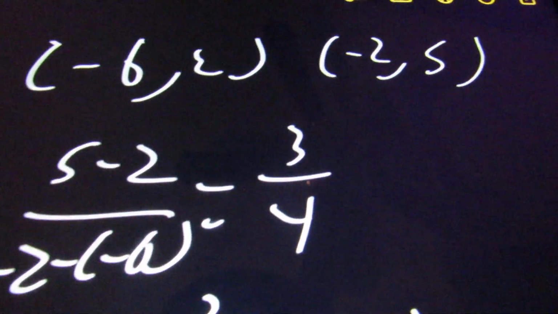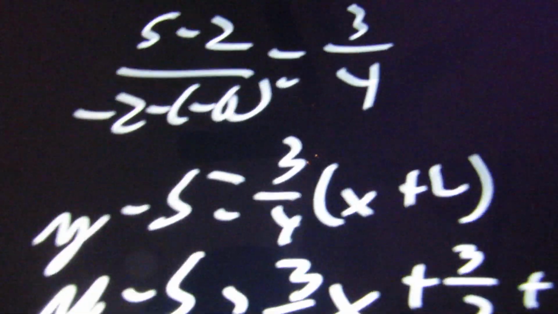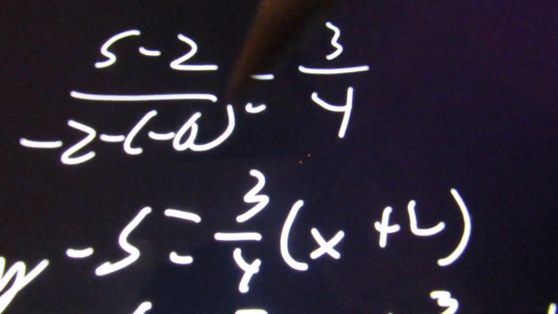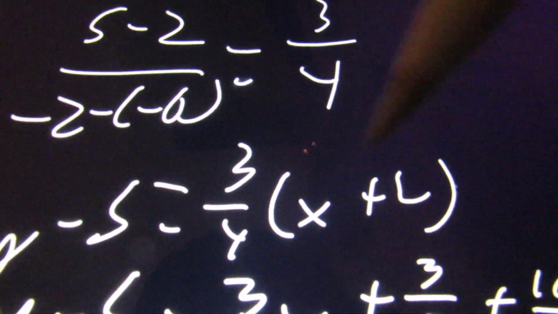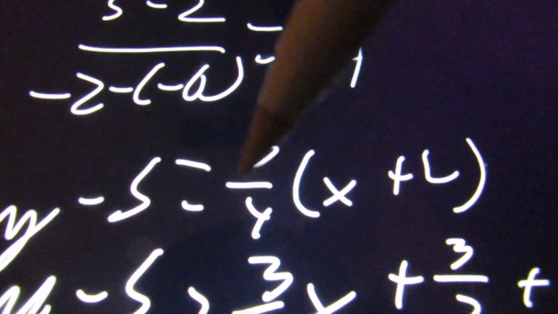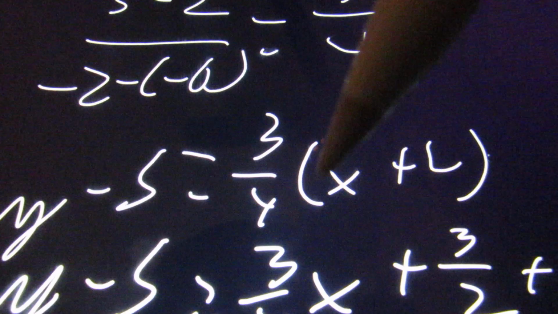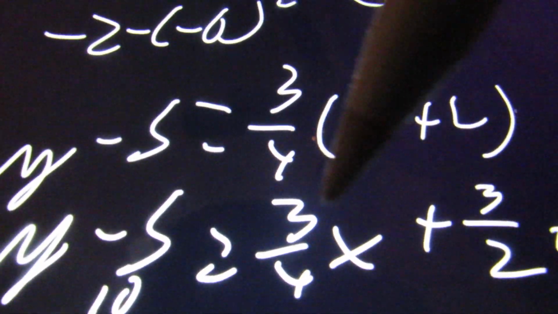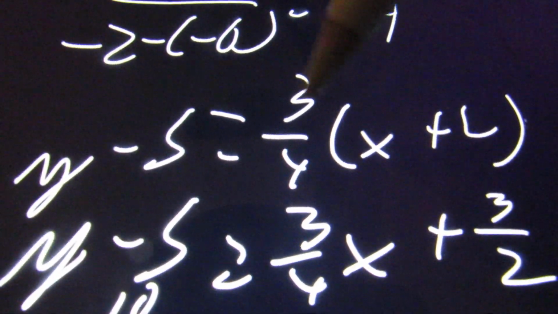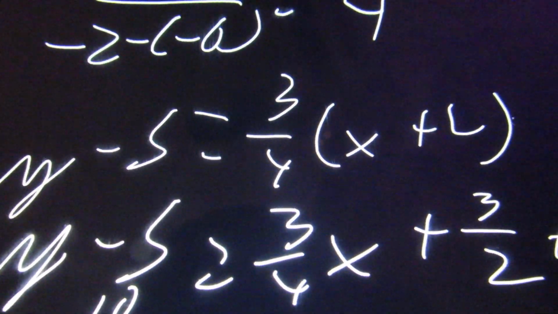And then I'm going to use the -2, 5 as my point, and put it in point slope. So I'm going to have y minus 5 equals 3/4 times x minus -2, or just x plus 2. Then I'm going to distribute the 3/4 and get y minus 5 equals 3/4x plus 3/2. 3 times 2 is 6, and 6/4 will reduce to 3/2.